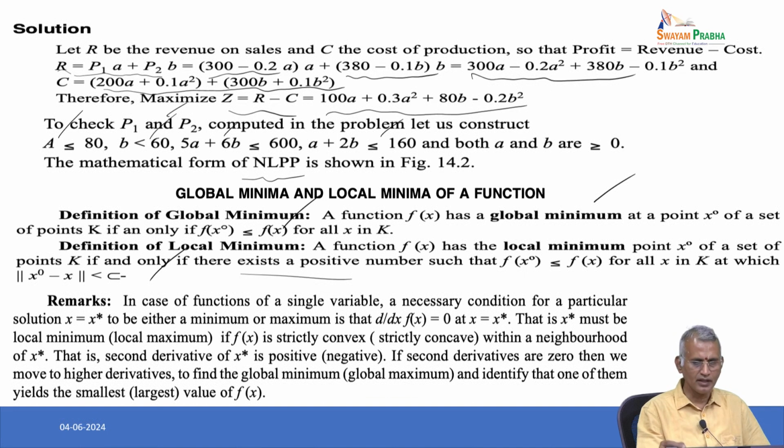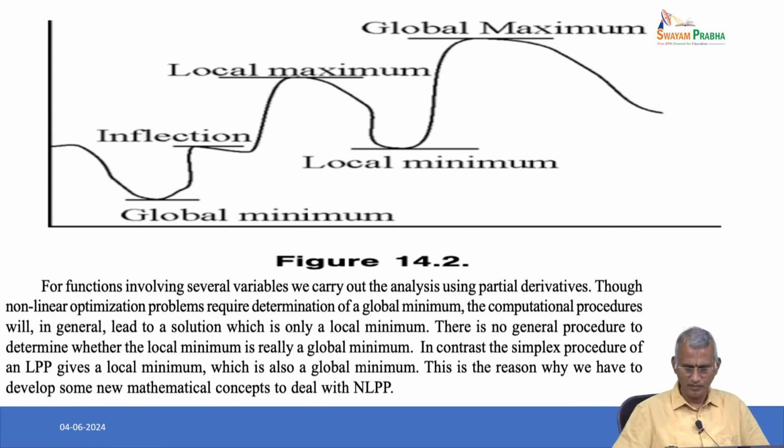So, in this case, for a single variable, the necessary condition for a particular solution x equal to x star to be either a maximum or minimum. If x star is a local minimum, then it is convex within the neighborhood, and the second derivative at x star is positive, or else it is 0. We have to move to the higher derivatives of global minimum and global maximum and identify which one of them yields the smallest value of y of x.